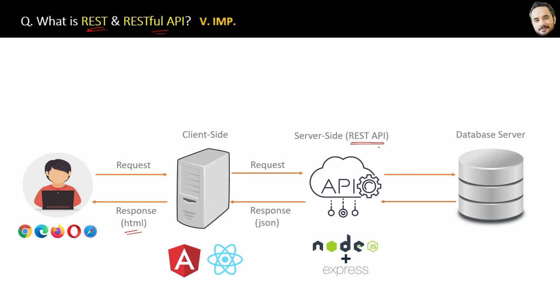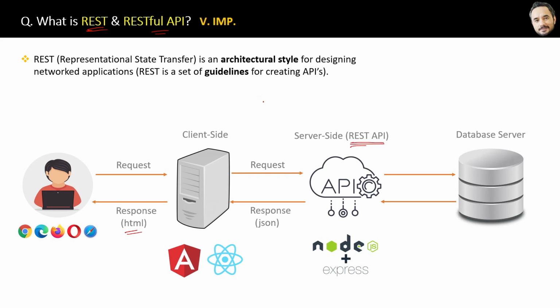backend application also. So what is the meaning of REST here? Here REST stands for representational state transfer. It's an architectural style for designing network applications. Or you can say that REST is like a set of guidelines for creating APIs. Okay. Now here the meaning of representational state transfer is transferring of data accurately in a network. That's the meaning, 99% synonymous.